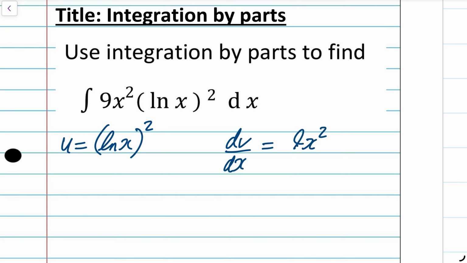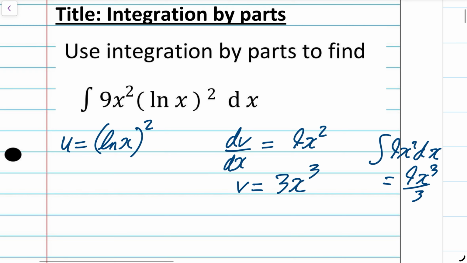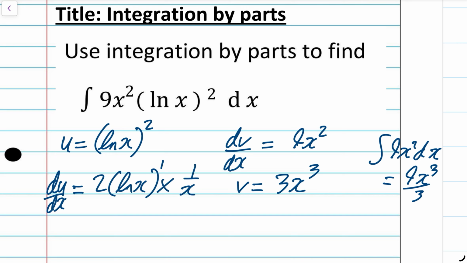Now we'll do it. If we integrate dv by dx, it takes you back to v. So if you integrate 9x squared with respect to x, raise the power by 1, you'll get 9x cubed, and divide by the new power, that's going to give you 3x cubed. Now this bit, this is the chain rule. So we're going to use the chain rule to get our du by dx: differentiate with respect to the power, you're going to have 2 times ln of x, the bracket just goes down to the power of 1. Differentiate ln, you get 1 over x. So what we have really is 2 over x times ln of x.